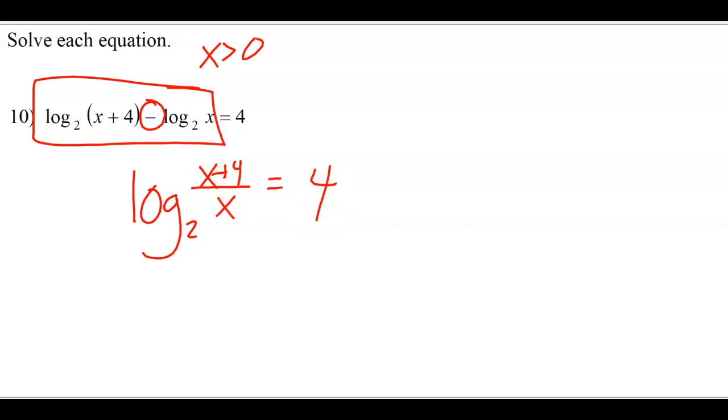Okay, so on the last problem, we saw that addition becomes multiplication. So on this one, we see that subtraction becomes division or a fraction. Okay, from there, we have the log by itself, so we're ready to go ahead and exponentiate both sides.